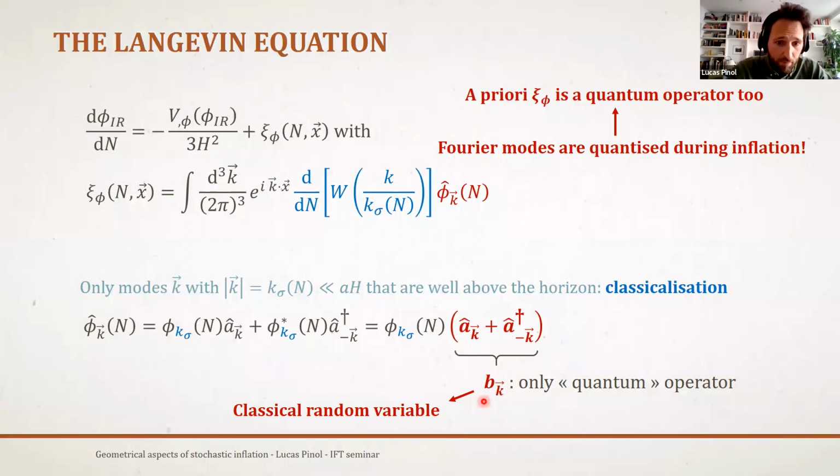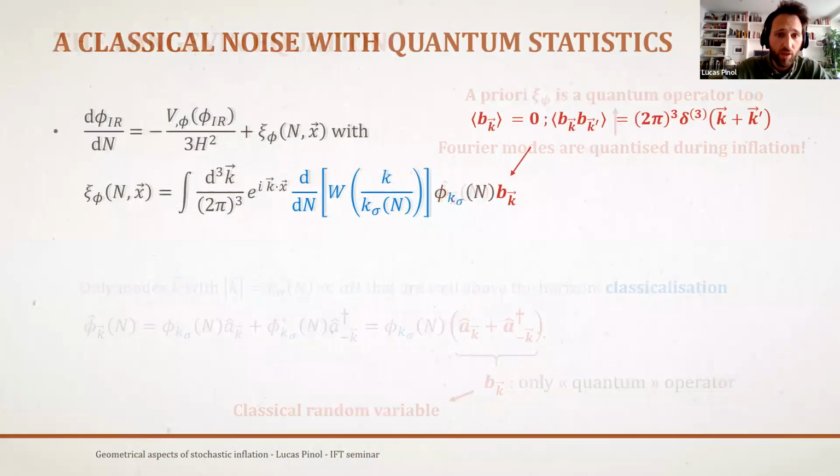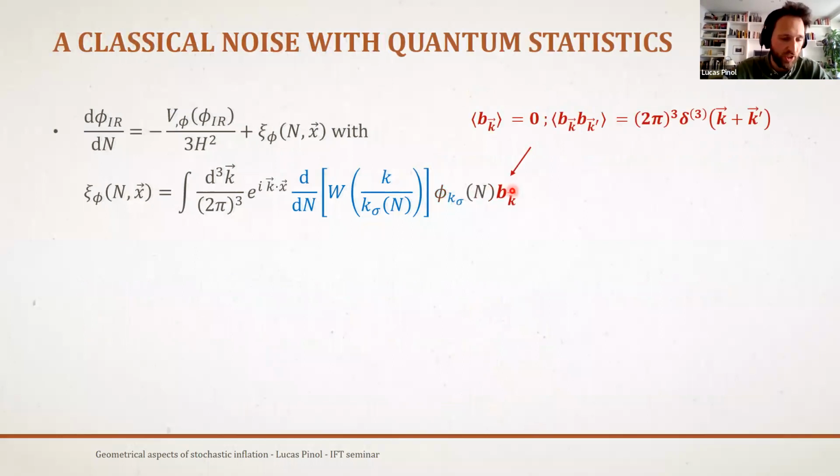But therefore, you can define B as being the sum of those two quantum operators, and you see that this B is the only remaining operator. And then you can look at the statistics of B. And if you do so, knowing the statistics of the creation and annihilation operators, which is the standard one, you can derive that B has zero mean, and it is a Gaussian random variable. It has a two-point function, which is basically 1 in the good units. So your new term here, psi-phi, is a Gaussian random variable, and it is classical in the sense that there is no non-trivial commutator anymore.